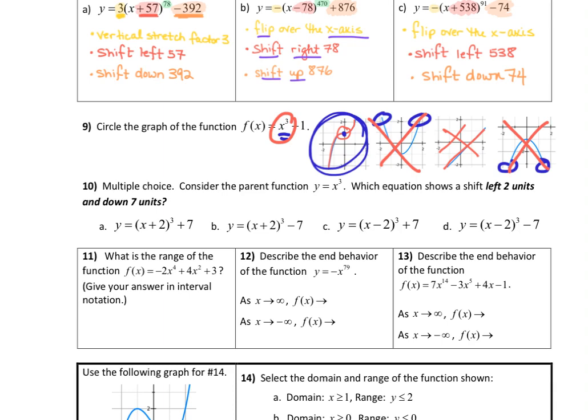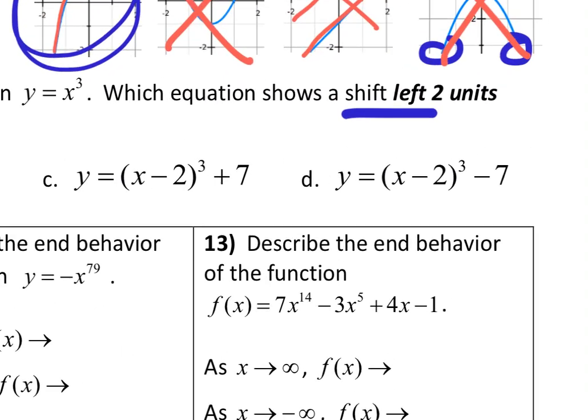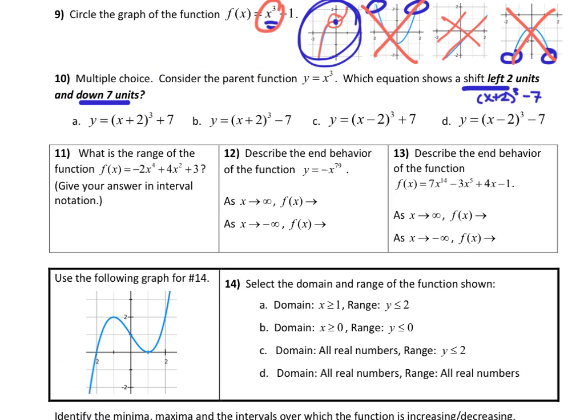And number 10 asks about a shift left 2 and down 7. Remember that insiders lie, so left is going to be something like x plus 2 inside the parentheses to the third power, and then down 7 is going to be minus 7 outside the parentheses. And the only one that has x plus 2 and minus 7 outside the parentheses is choice B.